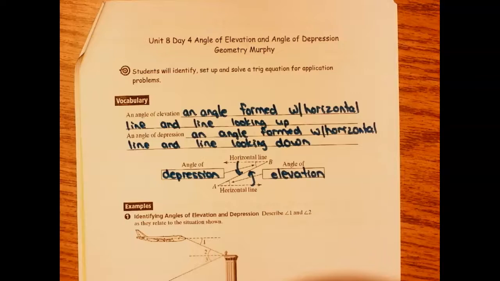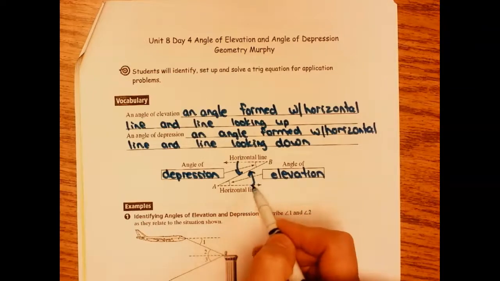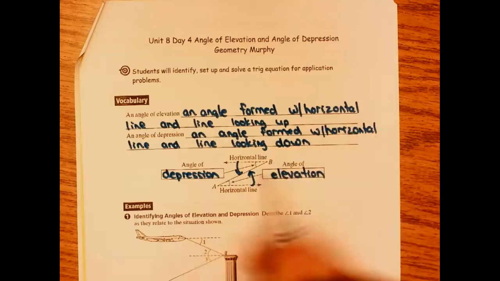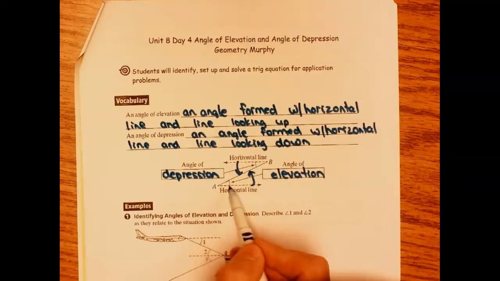One thing you might notice is with these angles of elevation and the angle of depression, these lines are horizontal. These angles are alternate interiors, so we also know that those angles are congruent.